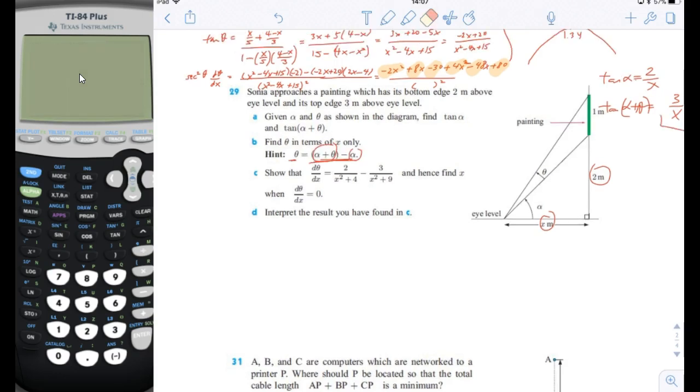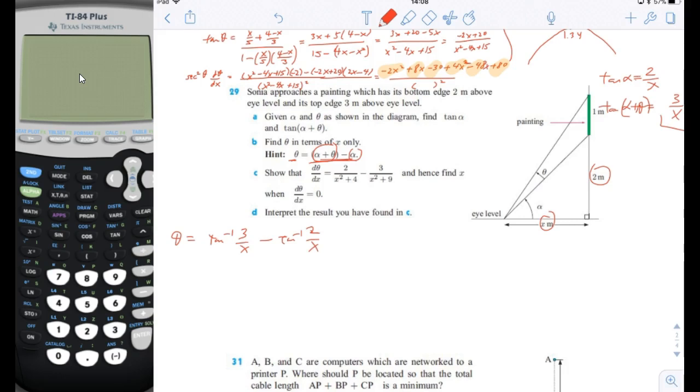Now for the next part, they want us to find an expression for theta with just x in it, and they told us as a hint that theta is equal to alpha plus theta minus alpha. So what would be an expression for alpha plus theta? It would be inverse tangent of 3 over x, right? So we could say theta equals inverse tangent of 3 over x. And what would be an expression for alpha? Alpha would be inverse tangent of 2 over x. So there you go. We have an expression for theta in terms of x only.